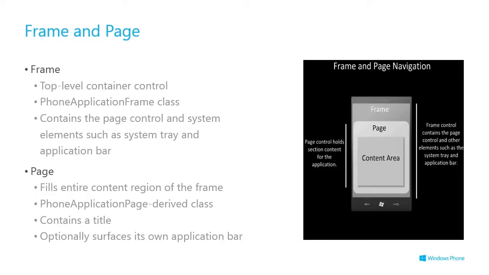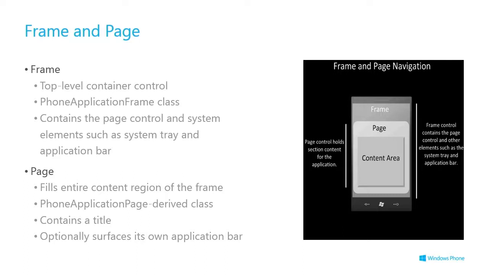Starting with page navigation. If you remember where we left it, we had the regions list, and you pressed on it and nothing happened. So we need to navigate once you've selected an item. So let's talk about page navigation. In fact, let's talk about frame and page navigation.